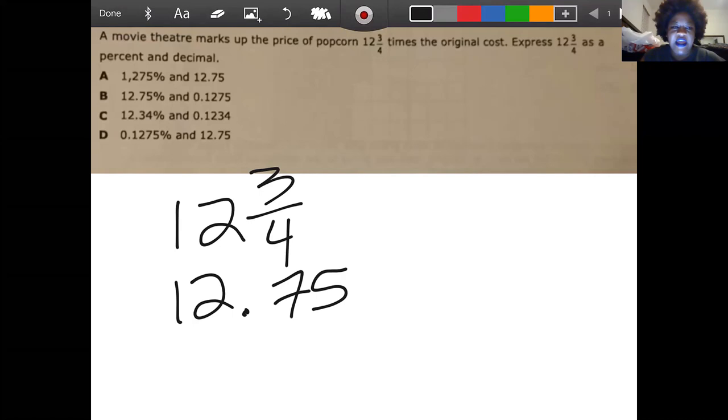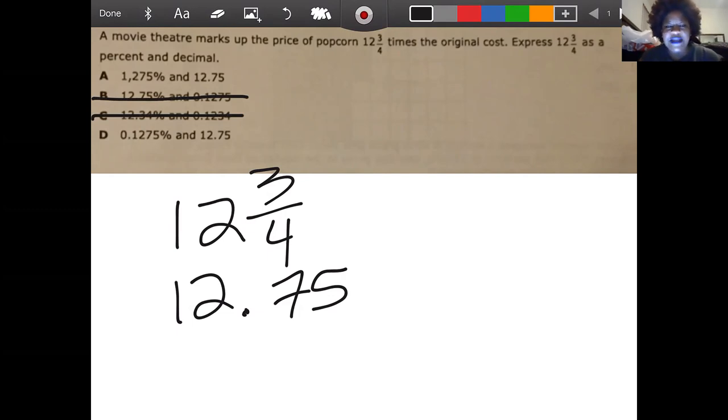Process of elimination. Let's cross off any answer choices that do not have 12.75, 12 and 75 hundredths, as an answer choice. So B does not, C does not. So it's either A or D. Now, remember what I said. Percent is out of 100. So if you have 100%, that's $1. It's one whole. But remember, we have $12. So our percent is going to be greater than 100.